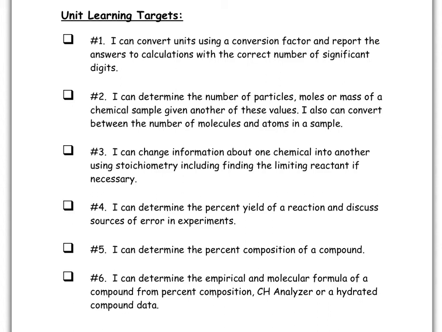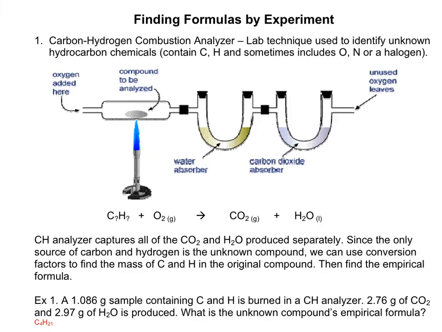In this lesson, we'll continue our discussion on learning target number 6, determining the empirical formula of an unknown compound, but this time we'll talk about getting it from using a CH analyzer or the formula of a hydrated compound. First, we'll talk about a carbon-hydrogen combustion analyzer, or a CH analyzer for short.